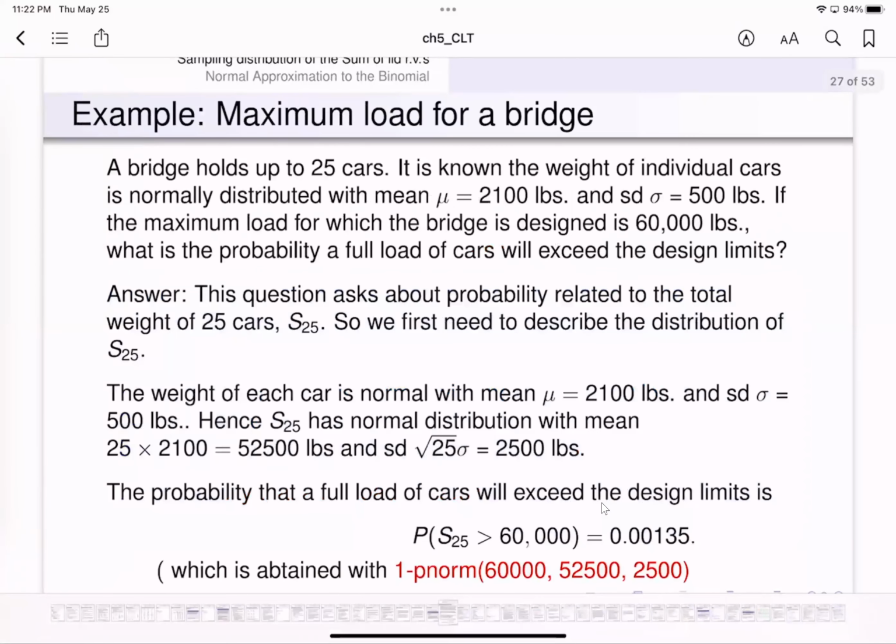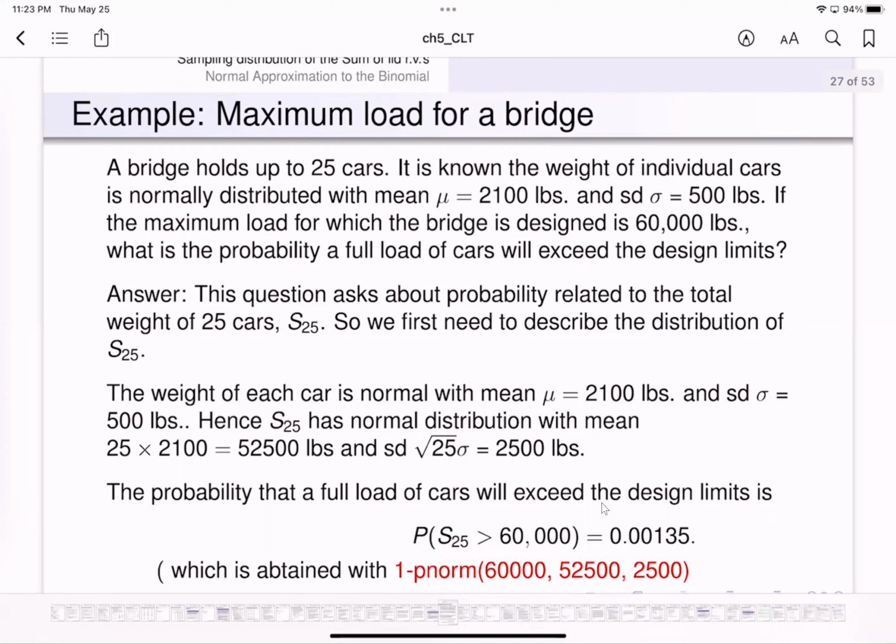Let's look at an example. A bridge holds up to 25 cars, and it's known that the weight of individual cars is normally distributed with a mean of 2,100 pounds and a standard deviation of 500 pounds. The maximum load for the bridge is designed to be 60,000 pounds. What's the probability that a full load of cars will exceed the design limit?